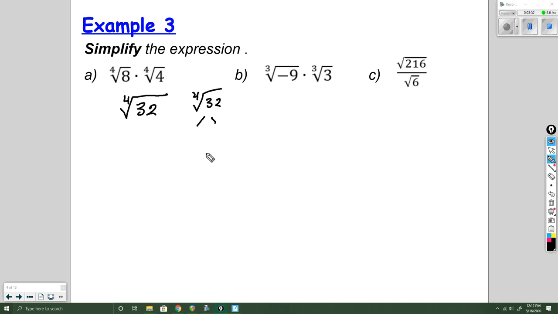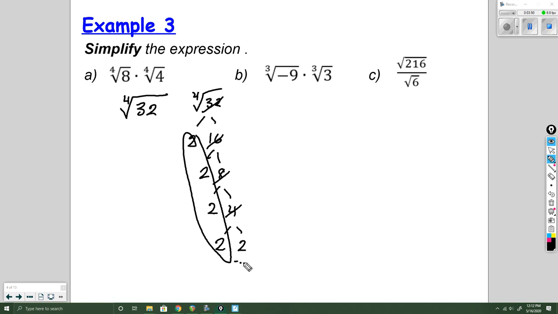In this example, I'm going to do that. So 2 times 16 is 32. 2 times 8 is 16. 2 times 4 is 8. And then 2 times 2 is 4. All right, we need a set of 4. A set of 4 comes out. So right there, we've got a set of 4 there, and then there's 1 left over. So that set comes out, becomes a 2, and then we have the 4th root of 2 left over. So 2 times the 4th root of 2.